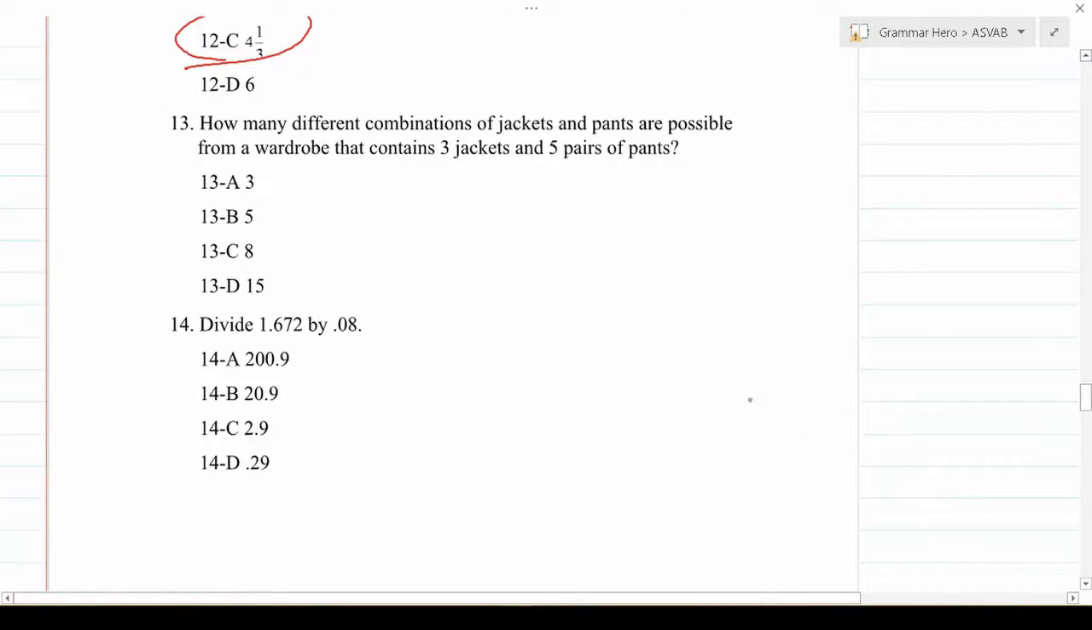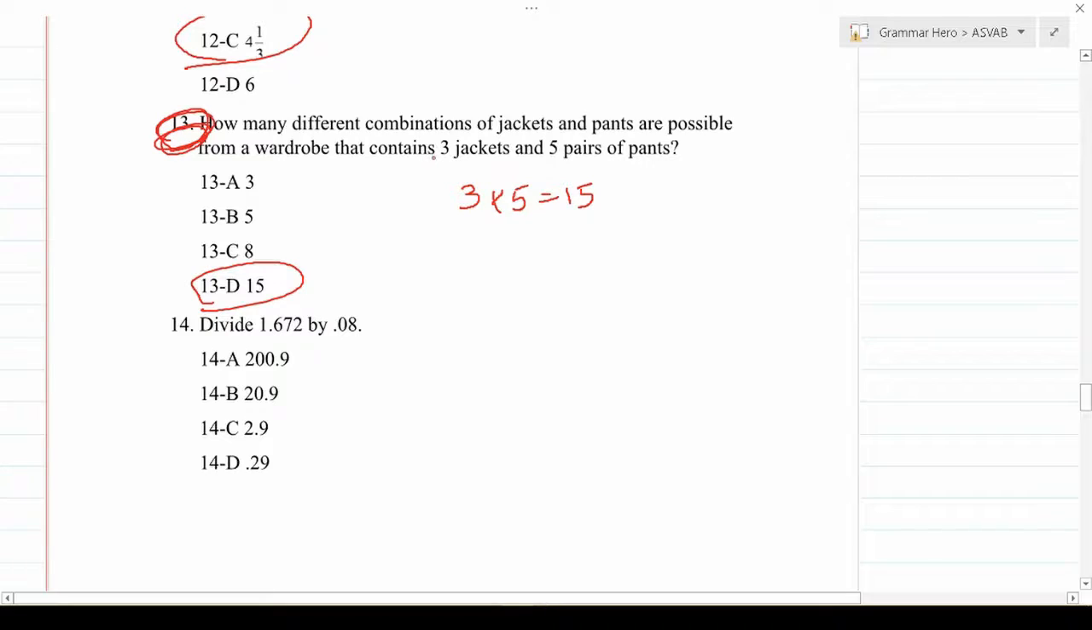Number 13, how many different combinations of jackets and pants are possible from a wardrobe that contains 3 jackets and 5 pairs of pants? In this case, you just multiply 3 by 5 to get 15. This is a statistics problem. The very first problem I did today was in regard to statistics, namely probability.